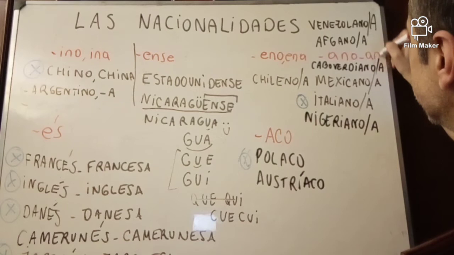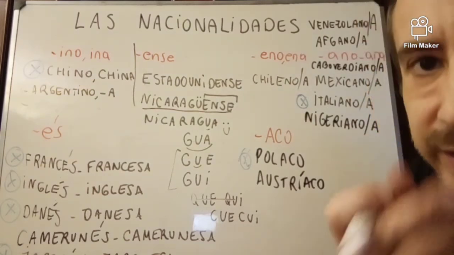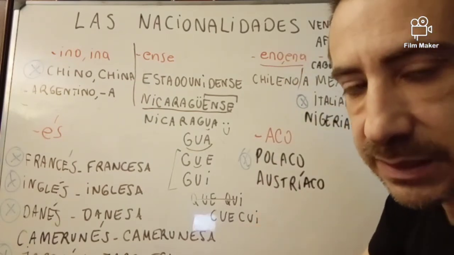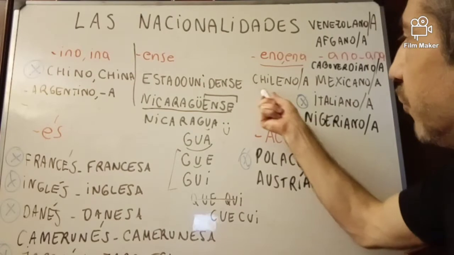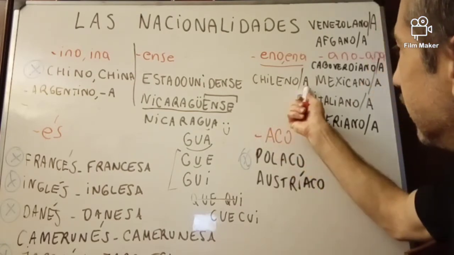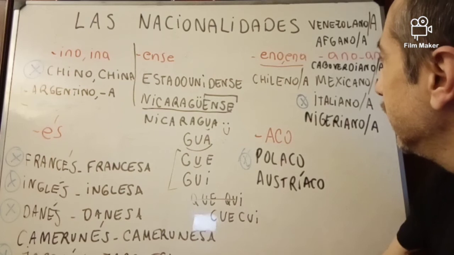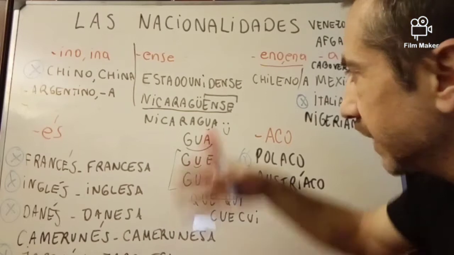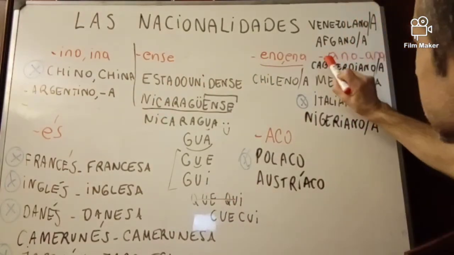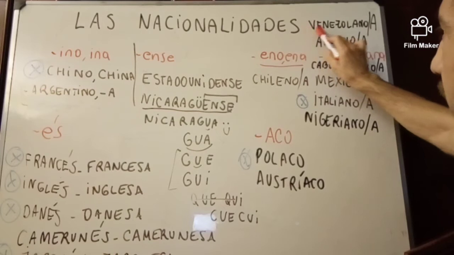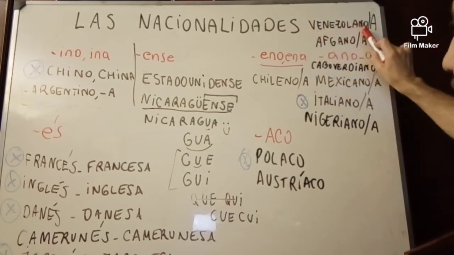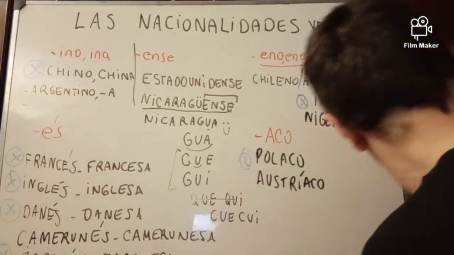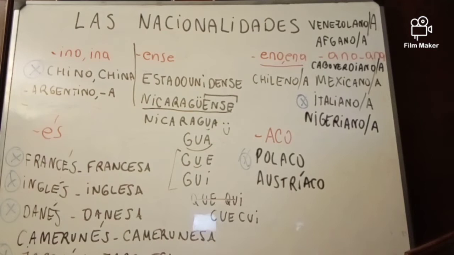Ano, ana. Again, eno, ena, ana. This is another typical ending for demonyms and nationalities. From Chile, chileno, chilena. And I put only this one. Well, there are more, but just to put examples. Ano, ana, for example, from Venezuela, venezolano, venezolana. So I'm going to use another color.